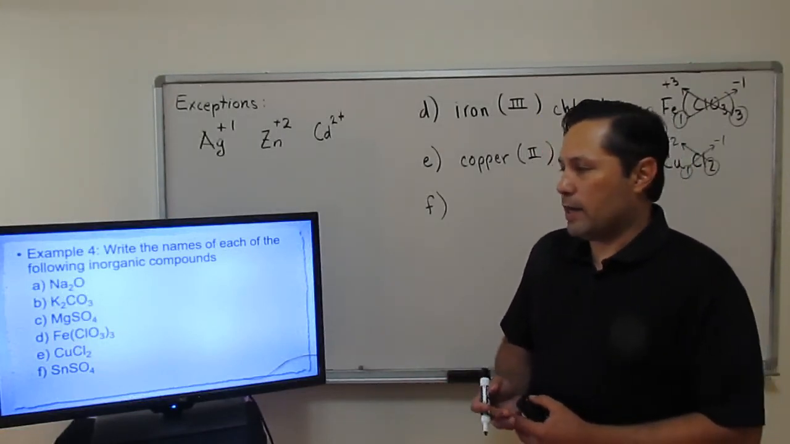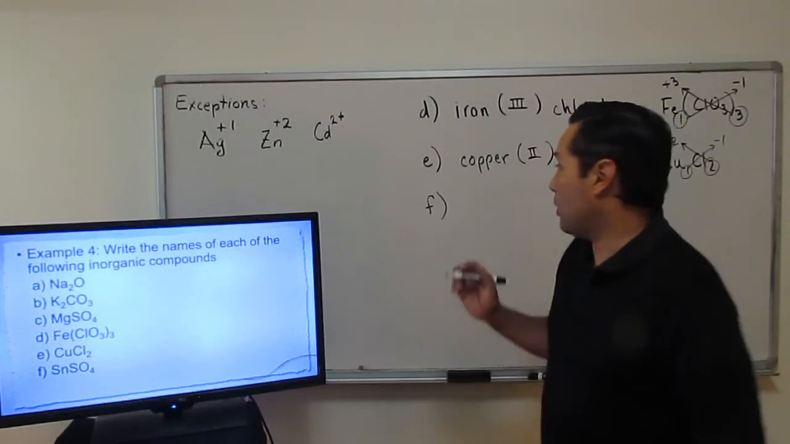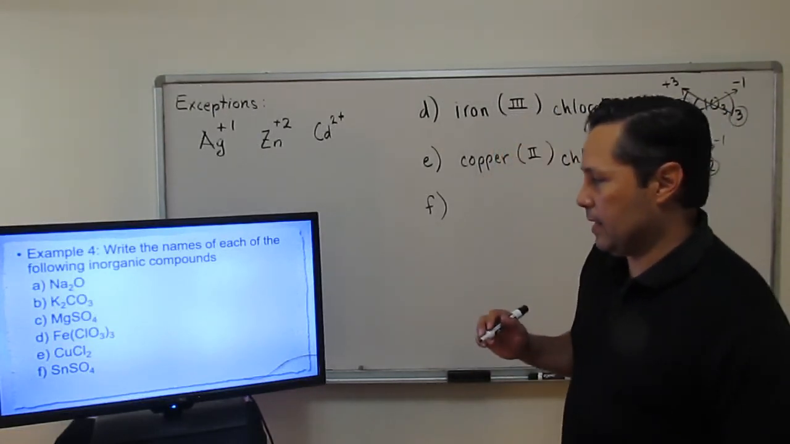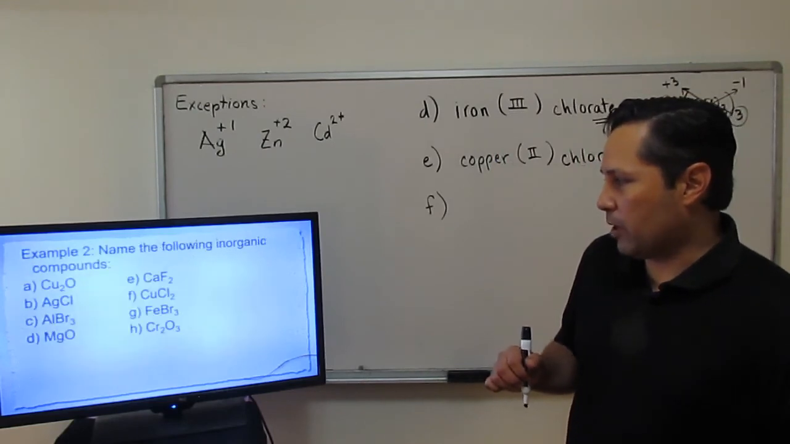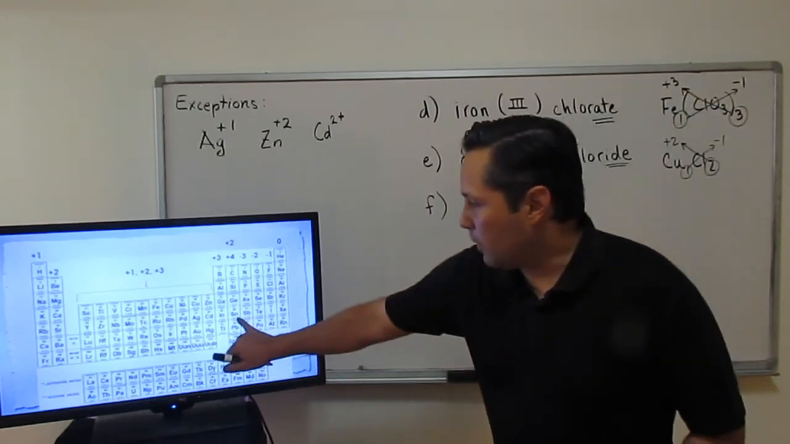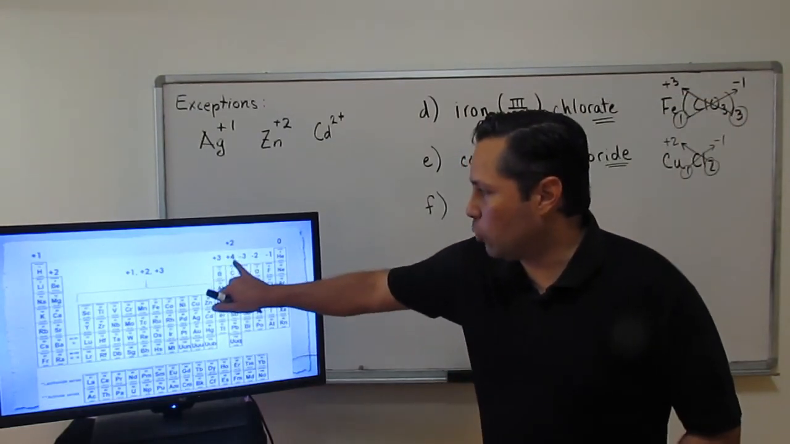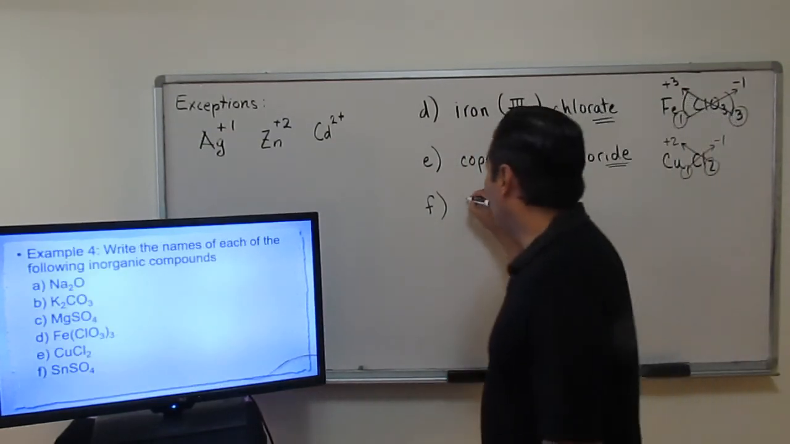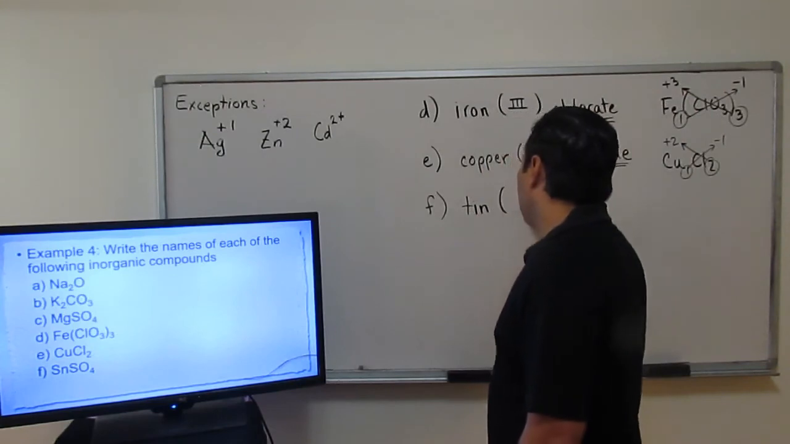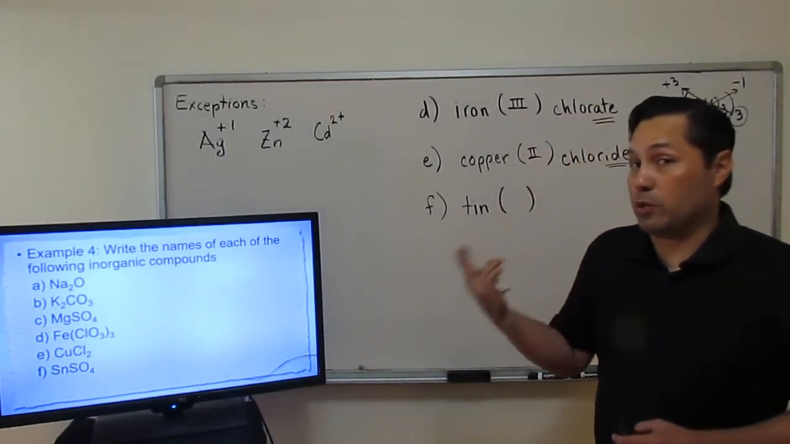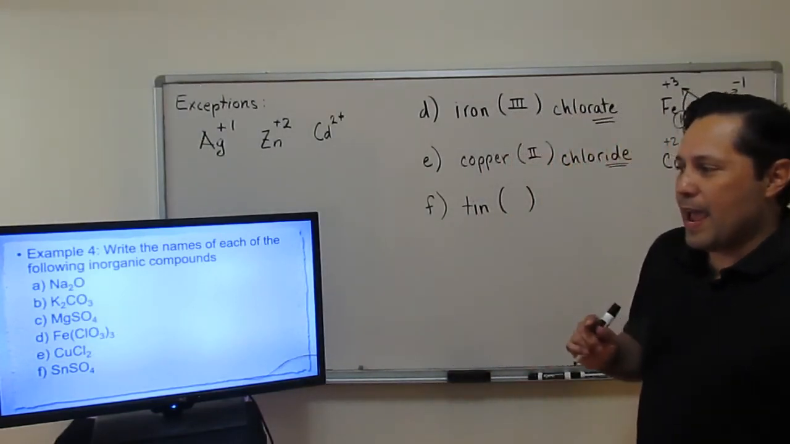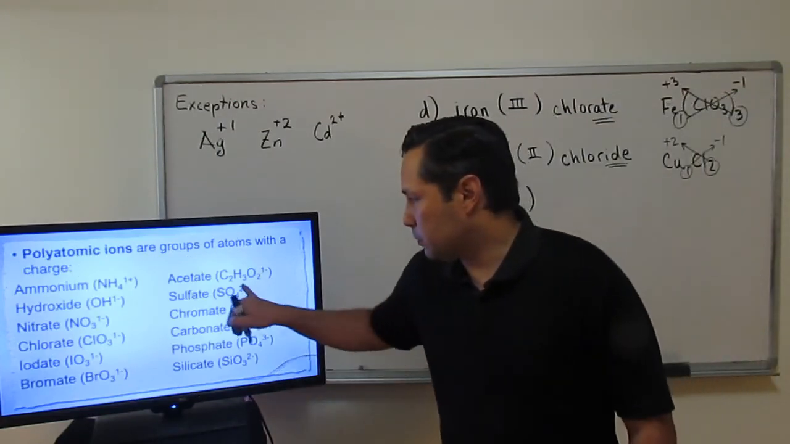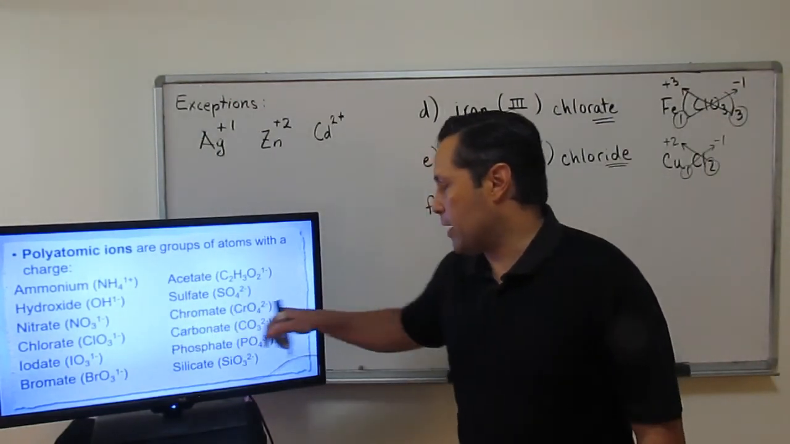Last but not least, SnSO4. Alright, now this one's a little bit of a complicated problem. First of all, let's start with the name. Sn is tin. Let me find it on the periodic table. There it is, Sn is tin. It could be a 2 or a 4. So notice tin needs a Roman numeral because it could be a 2 or a 4. SO4, that's a group. It is right there, sulfate.